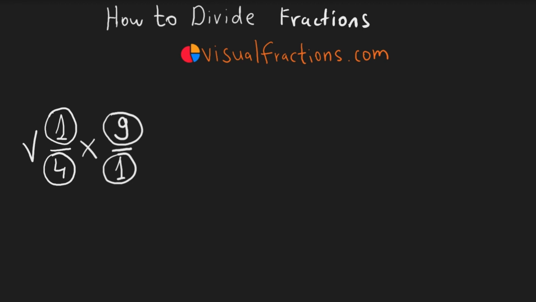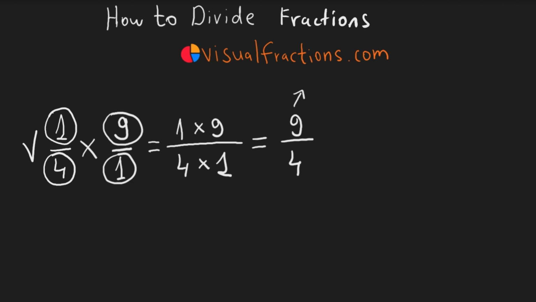Now, multiply the two. 1/4 multiplied by 9 over 1. To perform the multiplication, you multiply the numerators together and then the denominators. 1 multiplied by 9 gives us 9. 4 multiplied by 1 gives us 4. Hence, 1/4 divided by 1/9 equals 9/4.